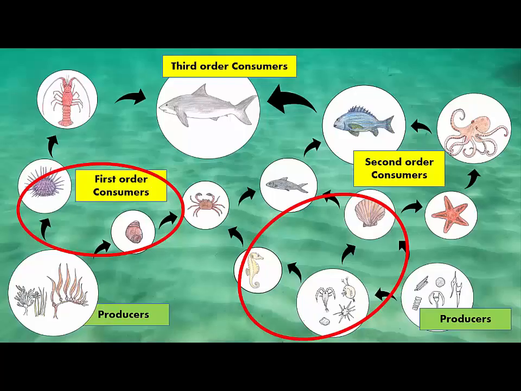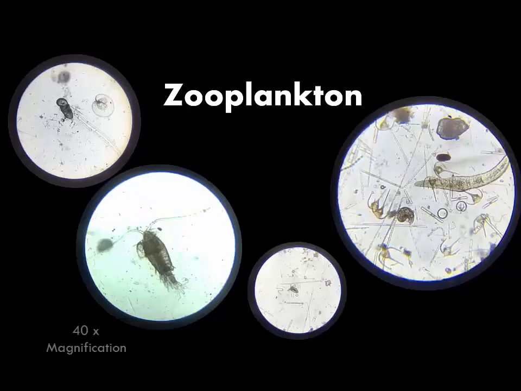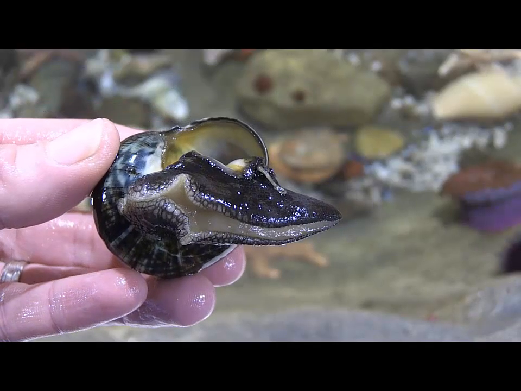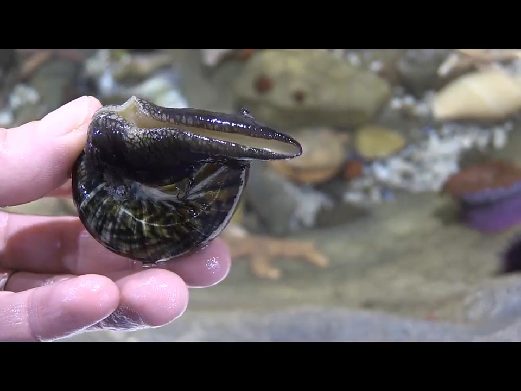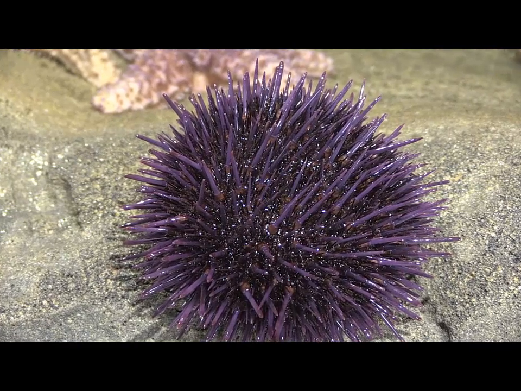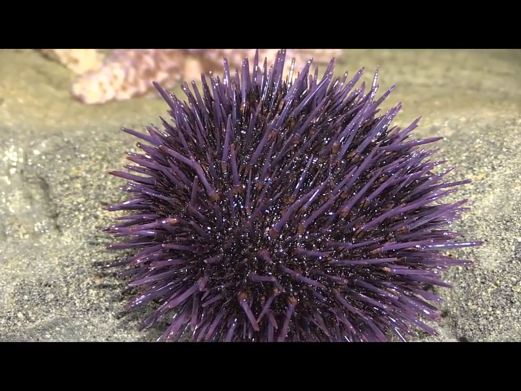The next level up from the producers are the first order consumers, which are herbivores, meaning that they don't eat meat. Consumer organisms are called heterotrophic because they cannot make their own energy. In a marine food web, some examples are zooplankton, which feed on phytoplankton, these periwinkle snails, which feed on algae, and sea urchins, which also feed on various kinds of algae.